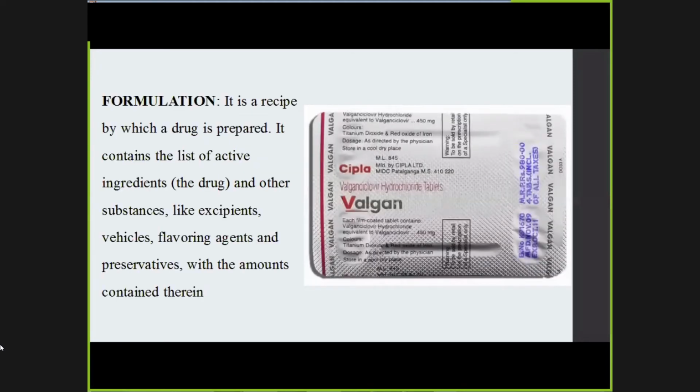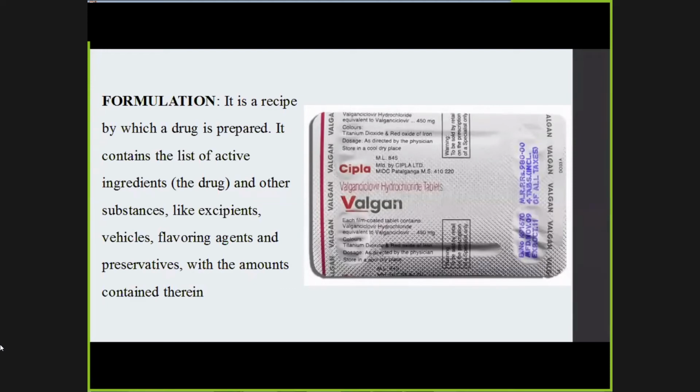Formulation. You can understand the concept of formulation by an example. When you want to prepare food, you require some ingredients, and to make your food more delicious you require some ingredients which are more palatable. Similarly, for preparing a drug you require some recipes or ingredients so that we can make the drug more favorable or more palatable for the patients. So formulation means it is a recipe by which a drug is prepared.